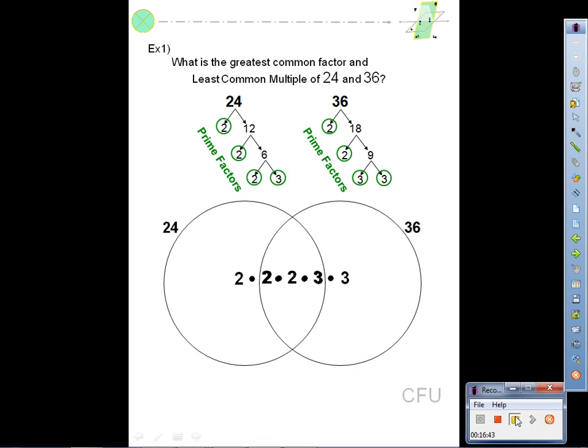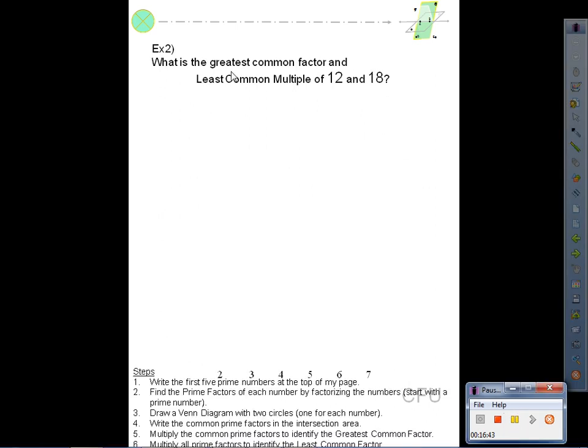Copy this. Example number 2. You don't have to copy the instructions anymore, but the numbers are: find the GCF and LCM of 12 and 18. See if you can do that process completely by yourself. I'll give you a head start. Ready, go. Copy that and go.